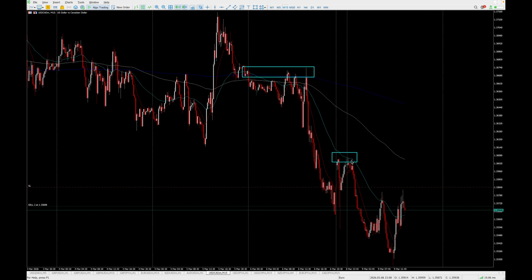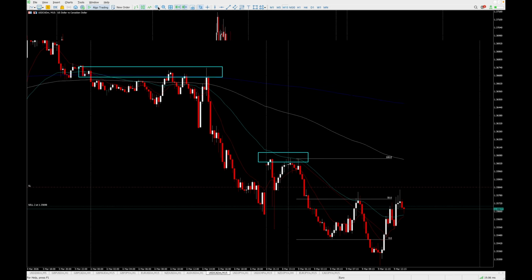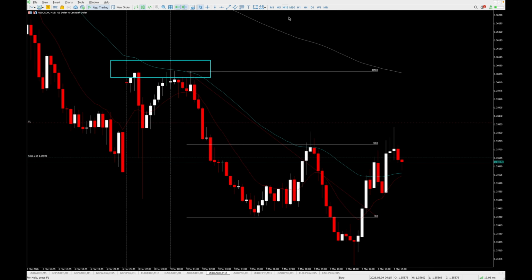What we can see was we went all the way down, broke this structure, and we had a pullback. In this case, I used the fib from this high to the current low that I was looking at that current time. And another factor of confluence that we had at this area was a supply zone, which was very fresh, and we also had the 50 EMA in sight.